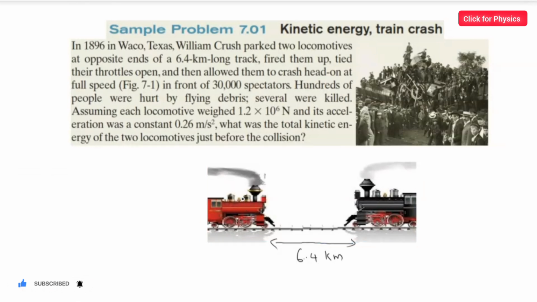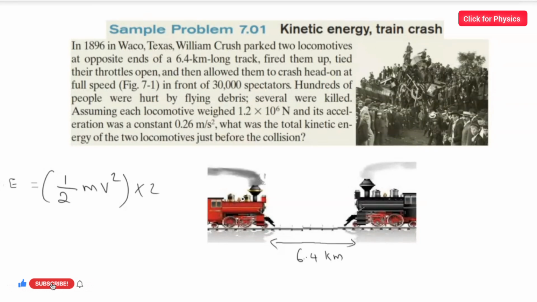A locomotive is a vehicle, right? Now first of all, let's use the formula for finding the kinetic energy. What's the formula for kinetic energy? It is half m v square. But here they ask you to find the total kinetic energy of two locomotives. That means we have to multiply this formula by 2, the kinetic energy of the first locomotive plus the kinetic energy of the second locomotive. That's the reason we multiply by 2, because the problem asks for the kinetic energy of two locomotives.